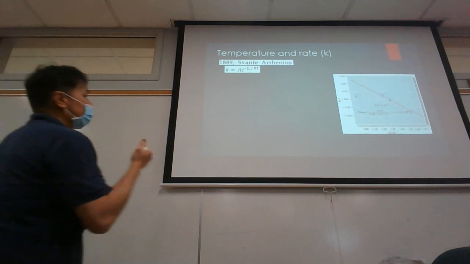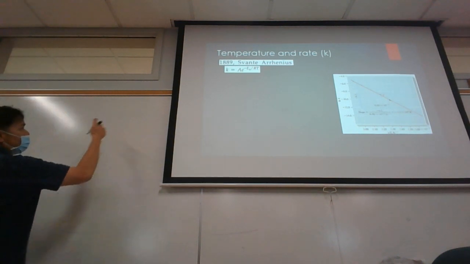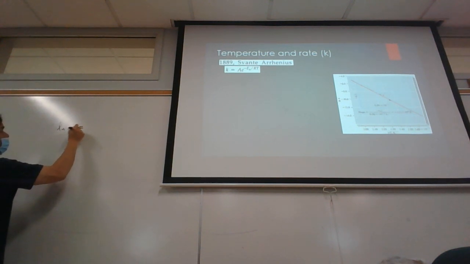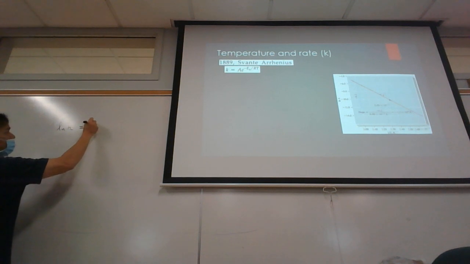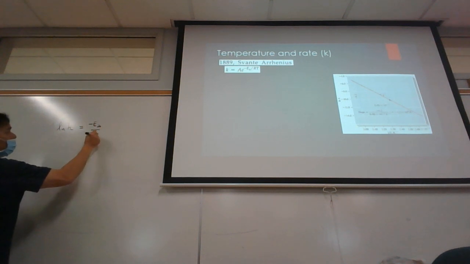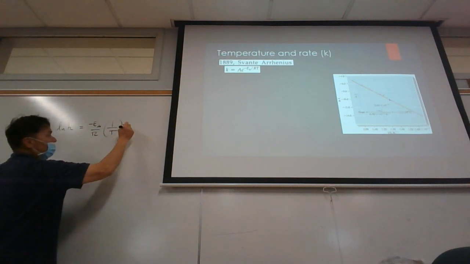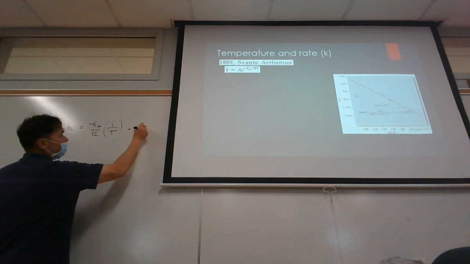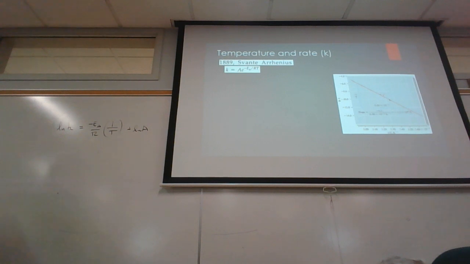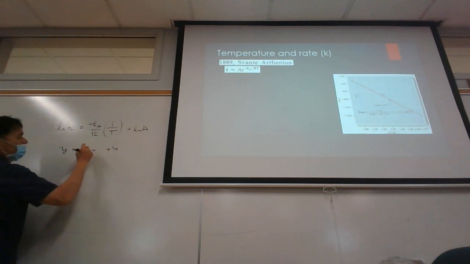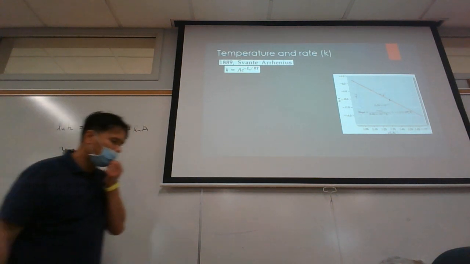Now, there are different forms of the Arrhenius equation. So that's one of them. The next form is if we take the natural log of both sides. If we take the natural log, then we're going to get ln k is equal to minus Ea over R, times 1 over T, which will be our x variable, plus ln A. In this form, this is the y equals mx plus b linear form of the Arrhenius equation.